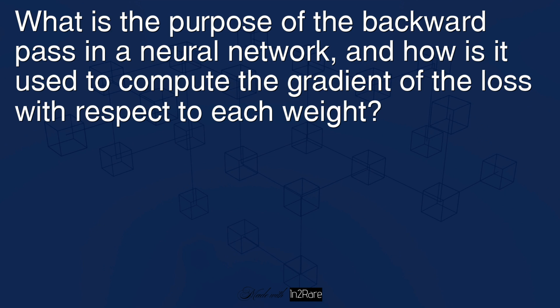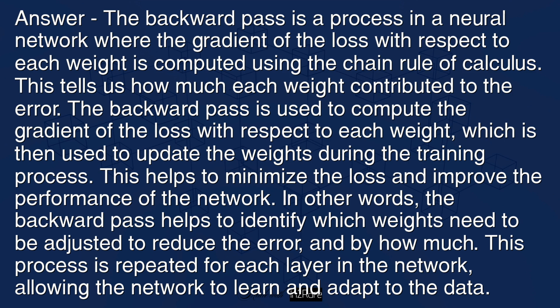What is the purpose of the backward pass in a neural network, and how is it used to compute the gradient of the loss with respect to each weight? Answer: The backward pass is a process in a neural network where the gradient of the loss with respect to each weight is computed using the chain rule of calculus. This tells us how much each weight contributed to the error.